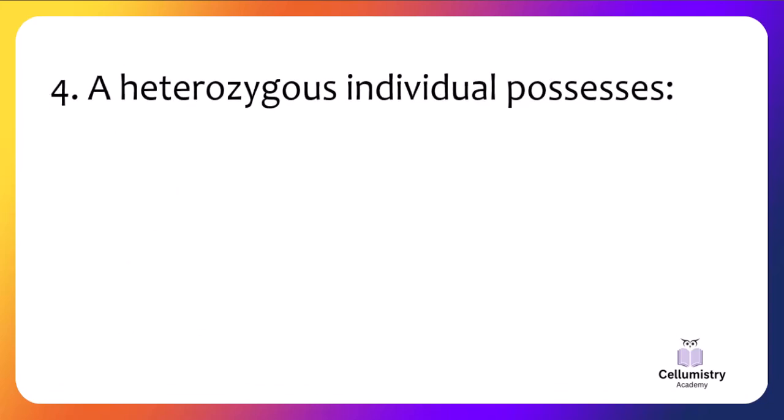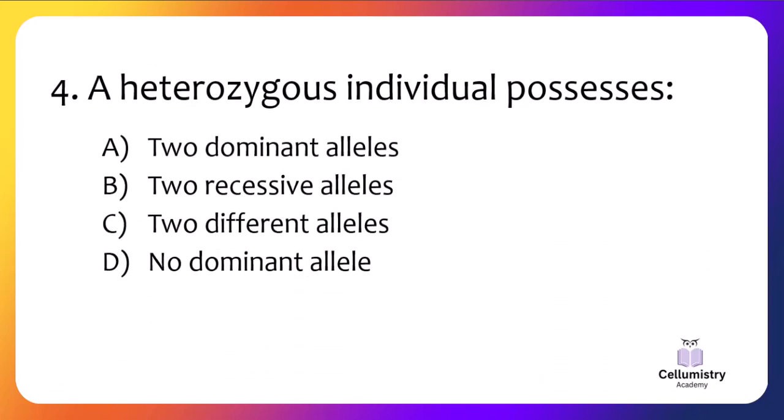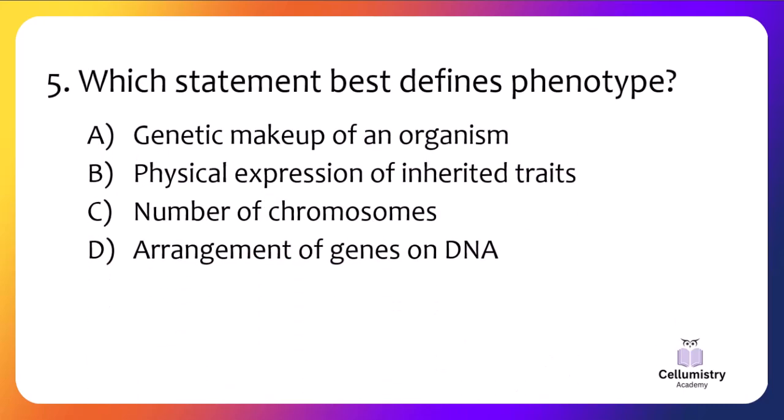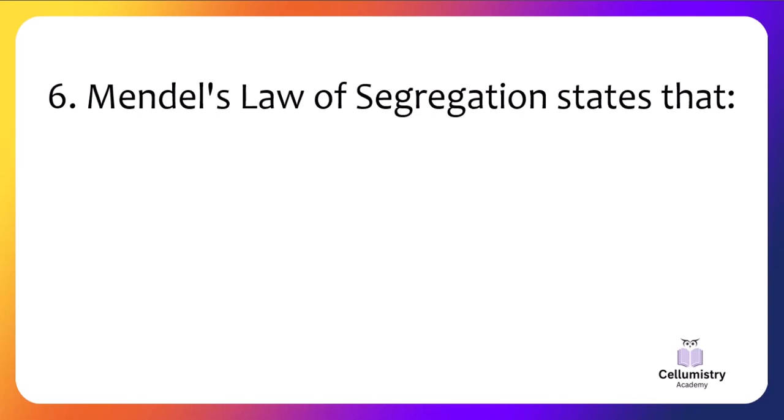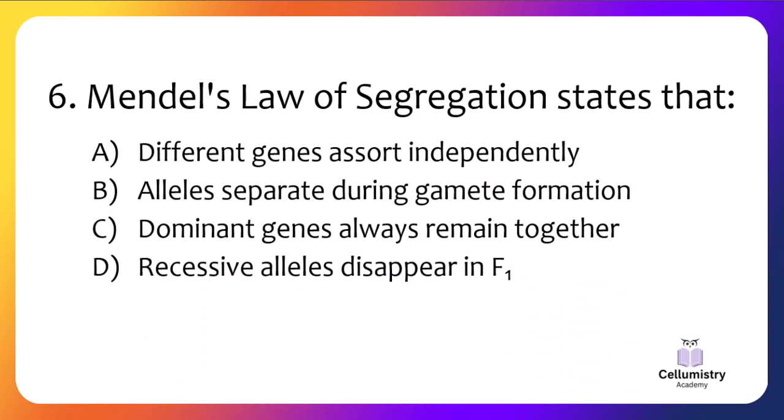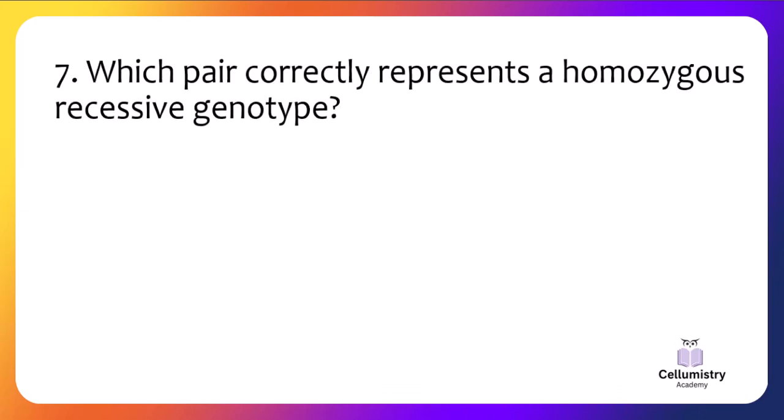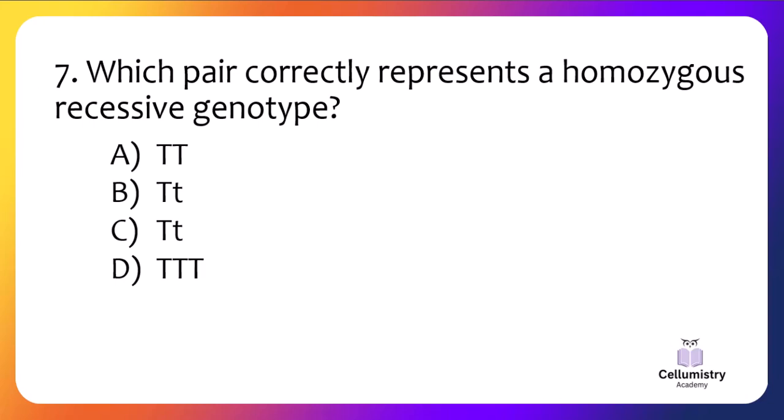A heterozygous individual possesses... Answer is C. Two different alleles. Which statement best defines phenotype? Answer is B. Physical expression of inherited trait. Mendel's law of segregation states that... Answer is B. Alleles separate during gamete formation. Which pair correctly represents a homozygous recessive genotype? Answer is C. Capital T with small t.